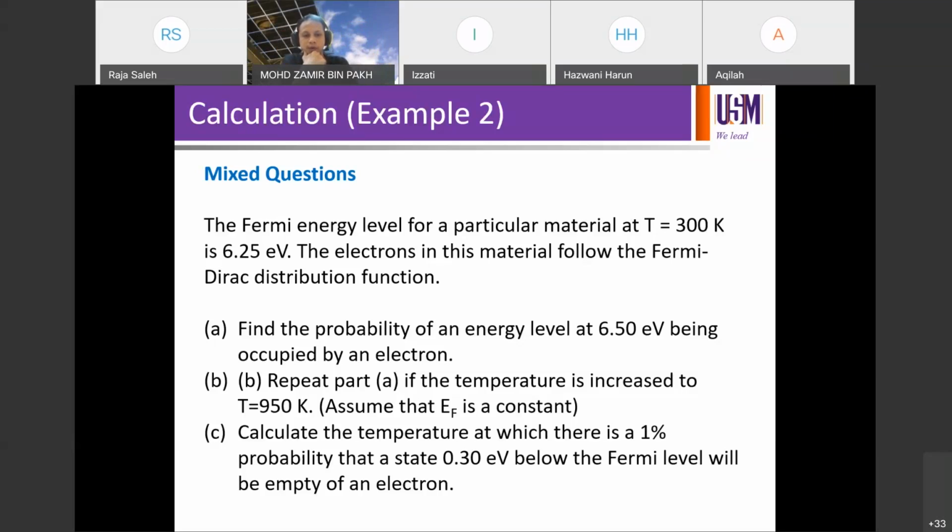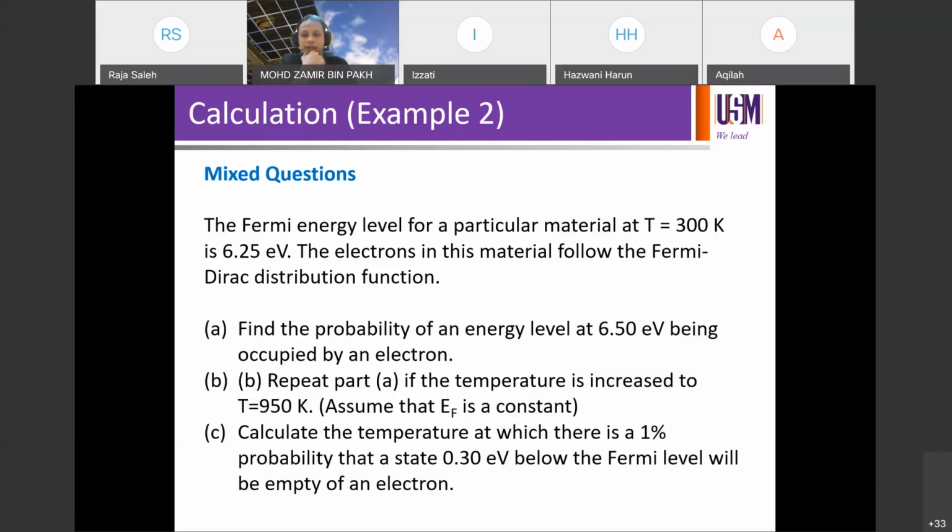So look at this: 1% probability that a state below EF, so that means the energy state E here is 0.3 eV below EF. Later on, if you plug it into the equation, E minus EF will obviously be minus 0.3, right? E minus EF is minus 0.3 eV, because it stays below EF. If it's above EF, then E minus EF is positive 0.3.